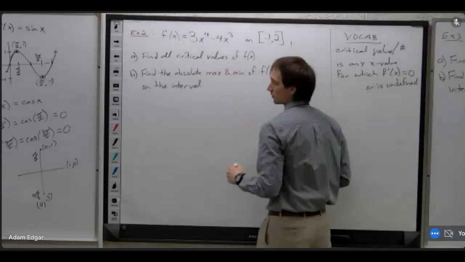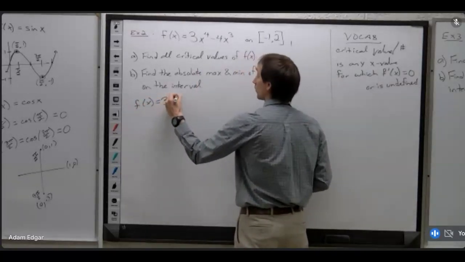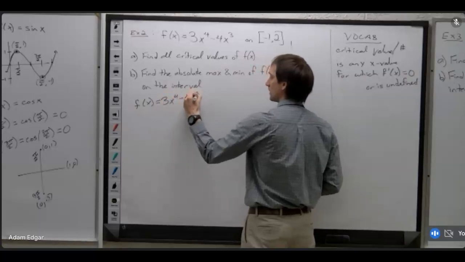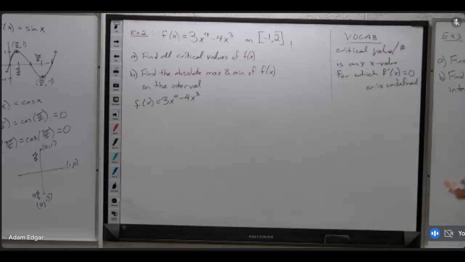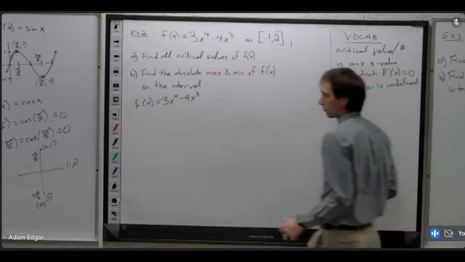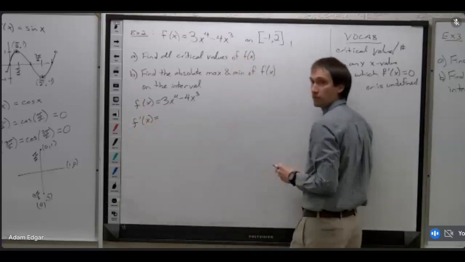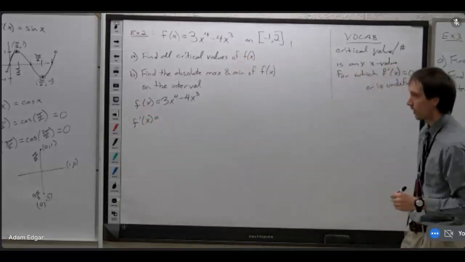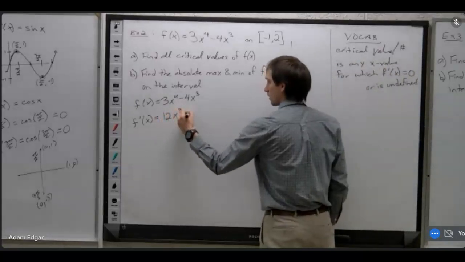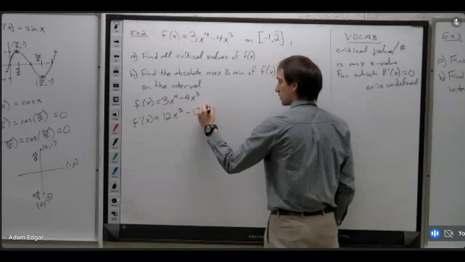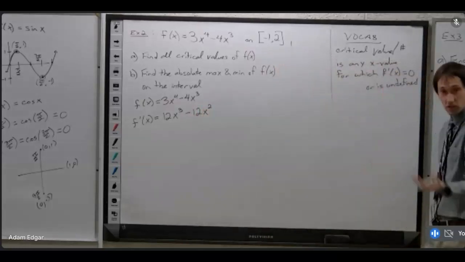You take your function f of x, and the critical values are when the derivative is either undefined or 0. So guess what you do to your function? Differentiate it. When in doubt, find a derivative. What's the derivative of 3x to the 4th minus 4x cubed? And then you see when is that equal to 0 or undefined.